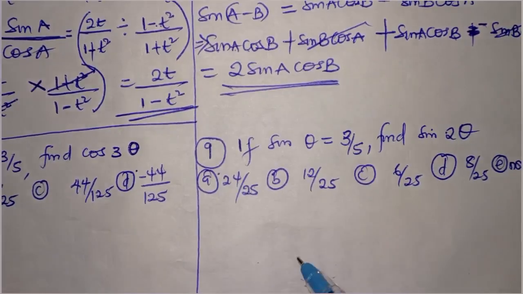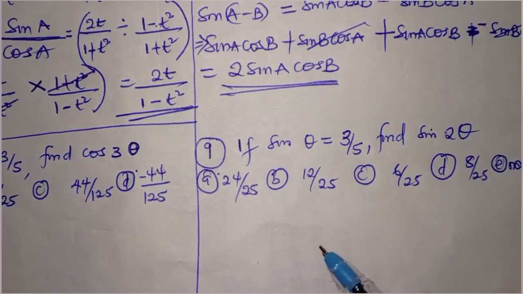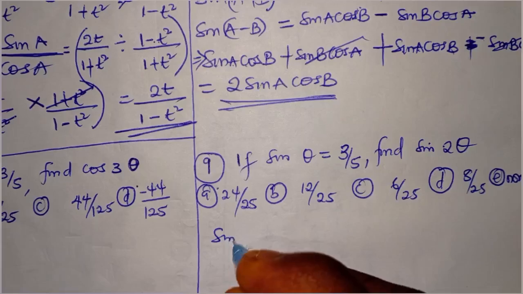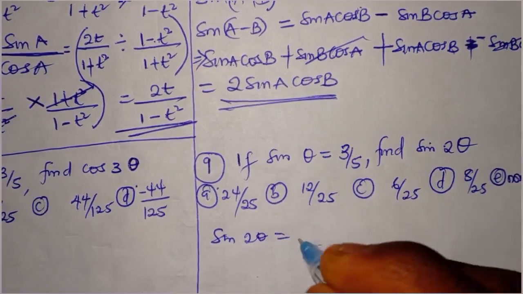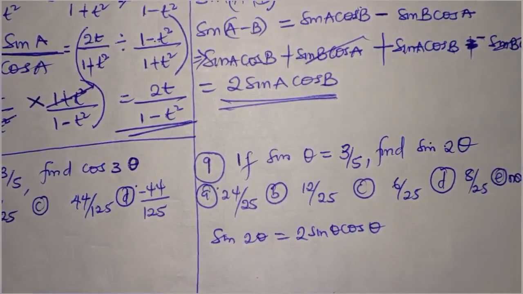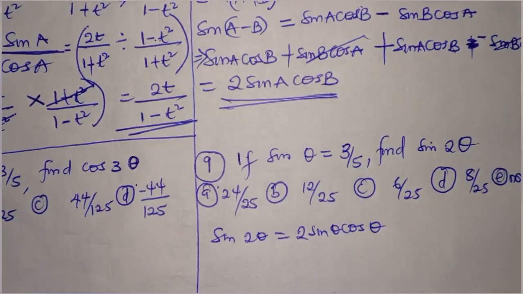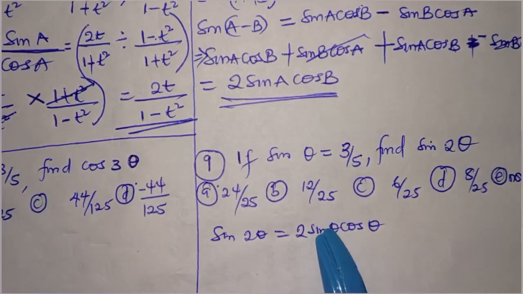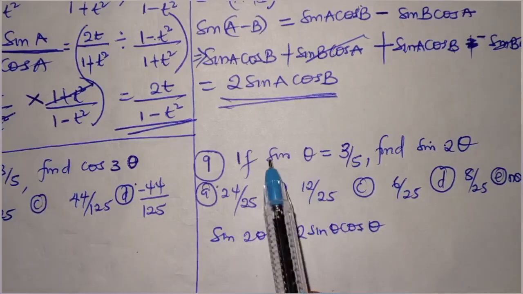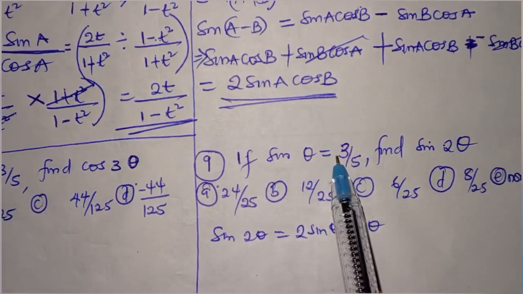Question 9. If sine theta is equal to 3 over 5, we have to find sine 2 theta. Alright, what is sine 2 theta, given that sine theta is equal to 3 over 5? We saw that sine 2 theta is equal to 2 sine theta cos theta. That means to determine sine 2 theta, I need sine theta and I also need cos theta. But we are only given sine theta. So how do we get cos theta?